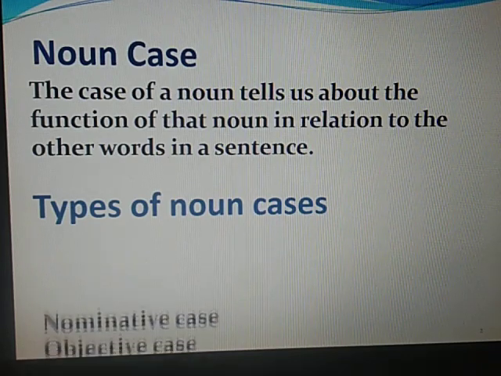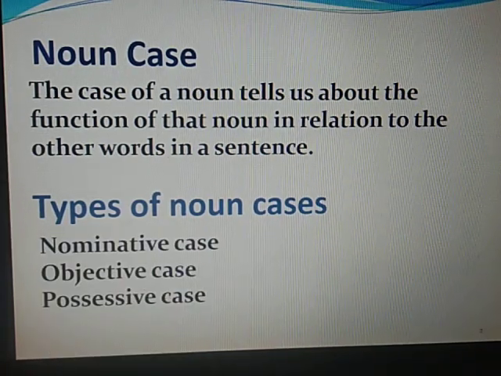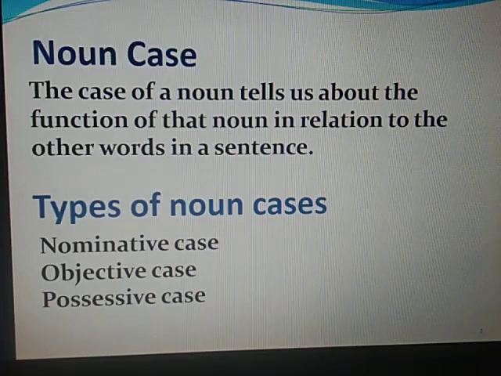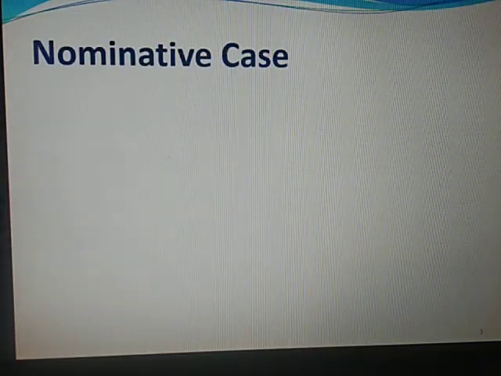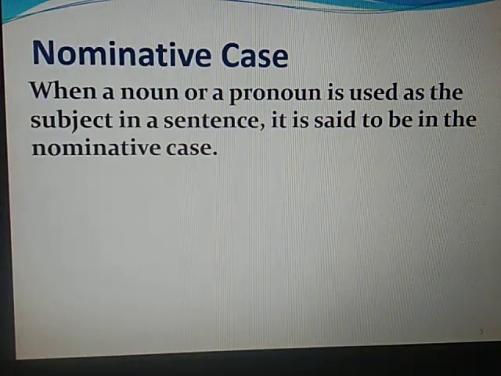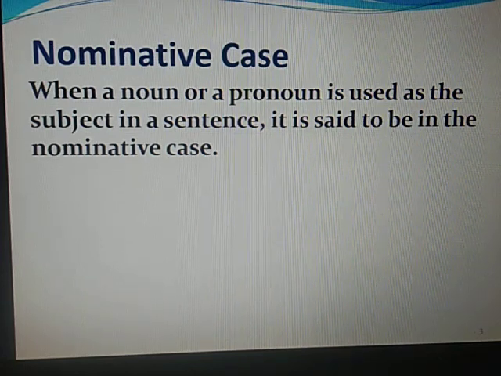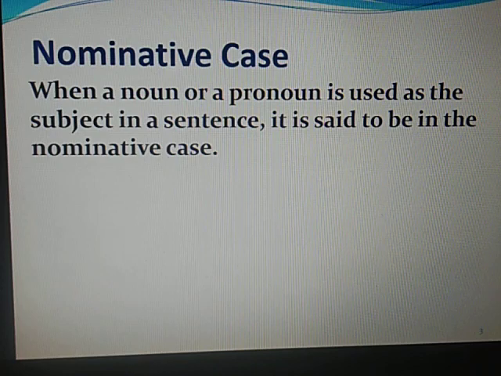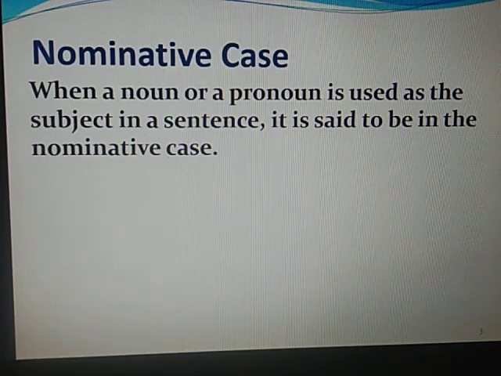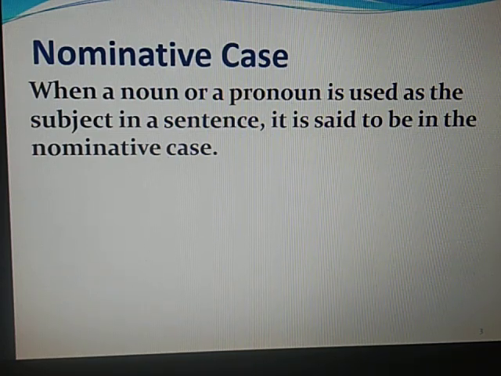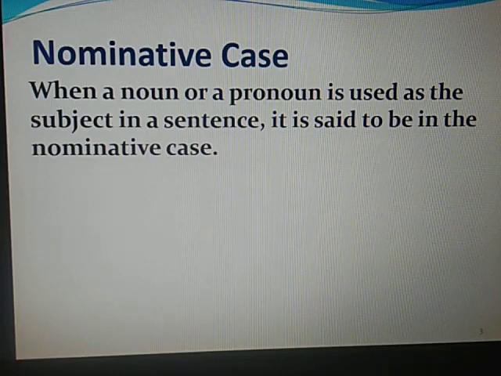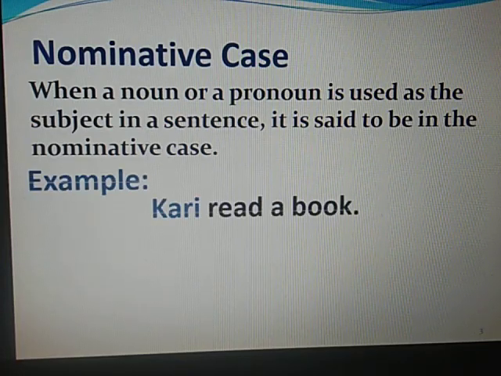Types of noun cases. We have three types: nominative, objective and possessive. What is a nominative case? When a noun or a pronoun is used as the subject in a sentence, the subject about whom we talk or about whom it is being told in a sentence, it is said to be in the nominative case.